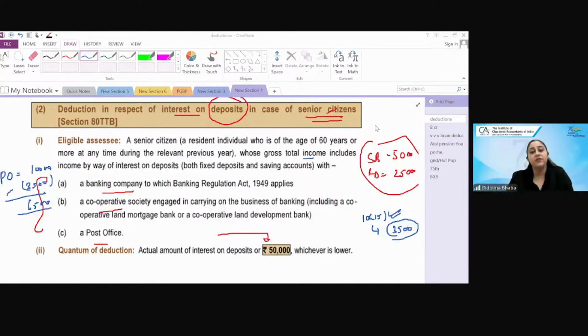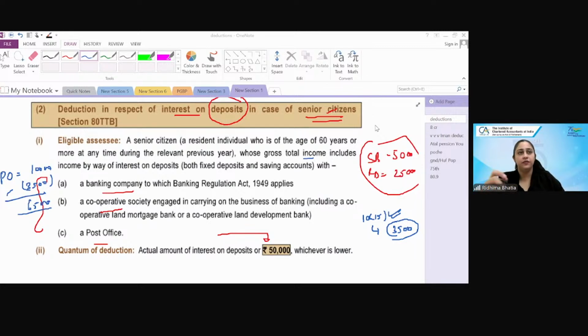Then 80DD, maximum 75,000 or 1,25,000 flat deduction for resident individual or HUF for expenditures or payments which they make for the insurance premium for the benefit of a family member suffering from any disability and who is dependent on them. 80DDB, medical treatment of a prescribed disease or ailment, only to resident individual or HUF, 40,000 and 1 lakh in case of senior citizen maximum limit.